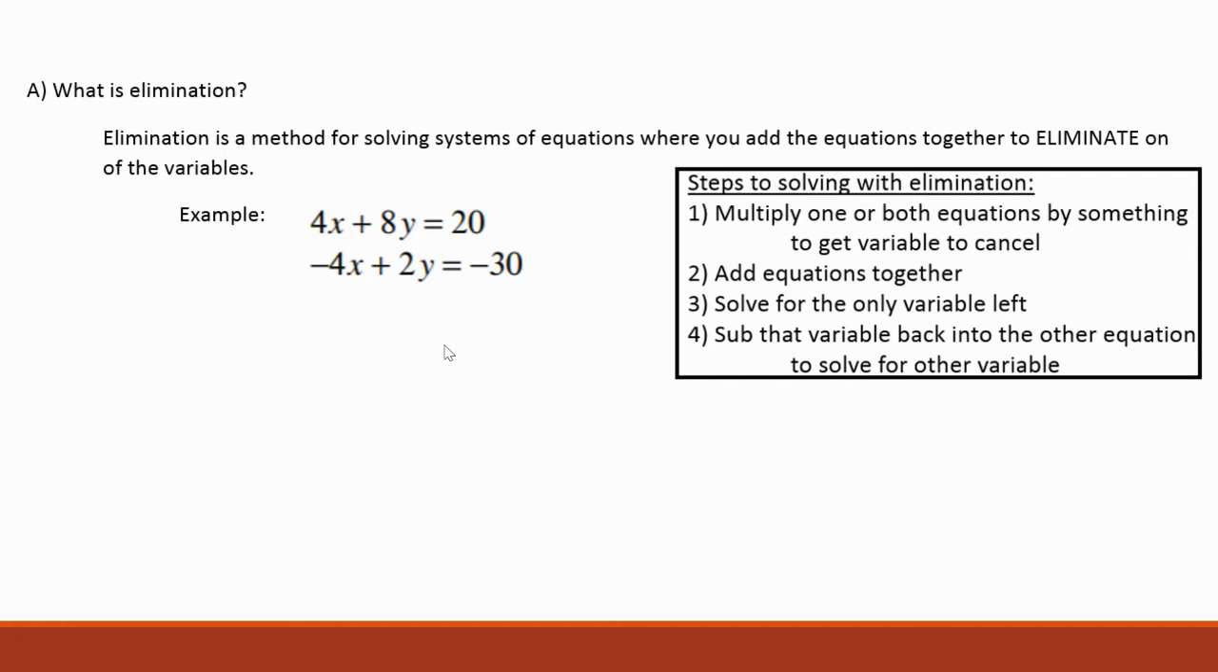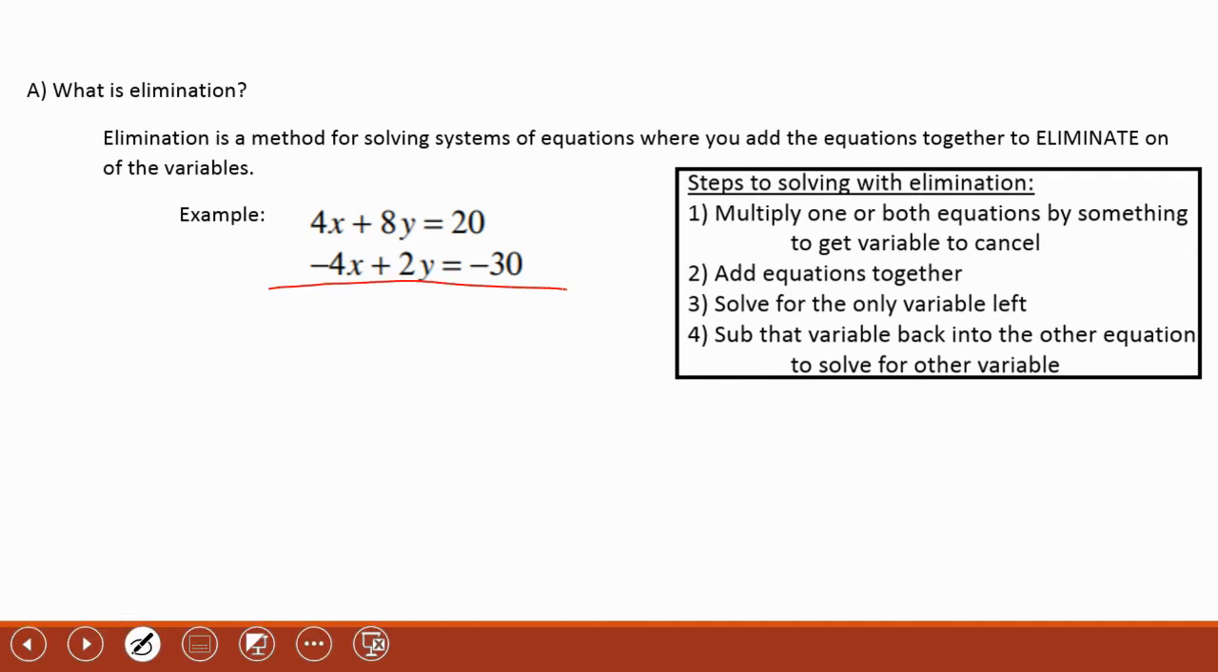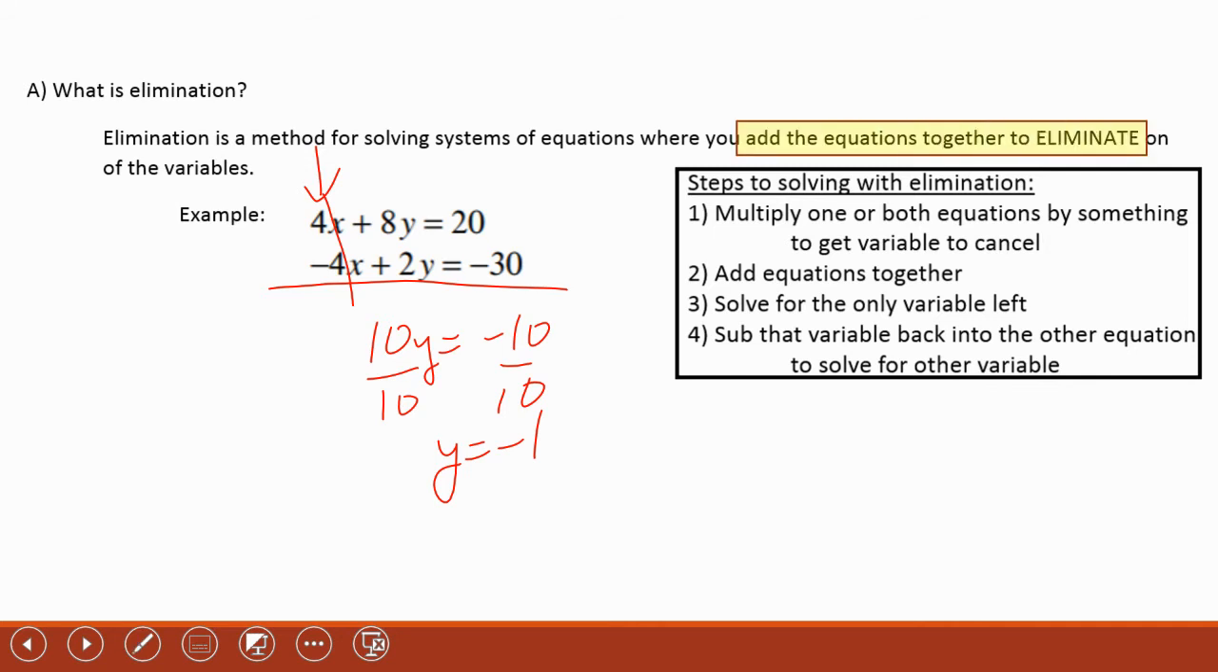Okay, so for instance, right here, if we look at these two equations, these have the same coefficient, opposite sign. So you can add these equations together. You get 0, which I just cross out. 10y equals -10. And then you can solve. It's a really simple little equation to solve. y equals -1. So you have half of your answer.